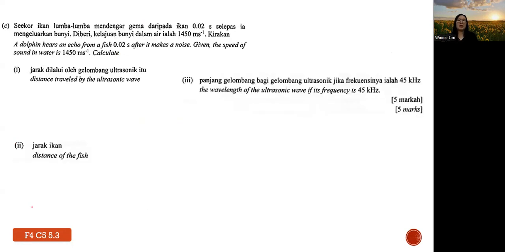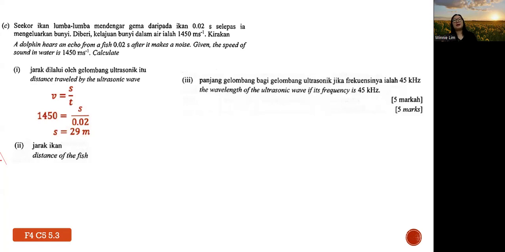Okay, C is the calculation. A dolphin hears an echo from a fish 0.02 seconds after it makes a noise. Given the speed of sound is 1,450 meters per second, calculate the distance traveled by the ultrasonic wave.